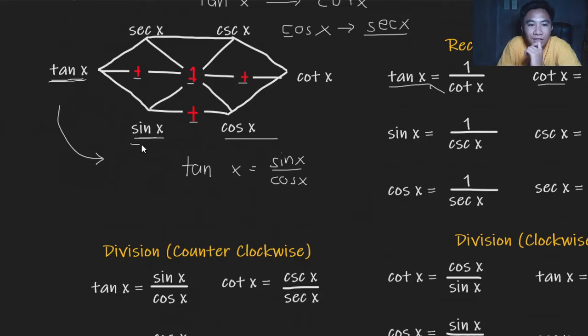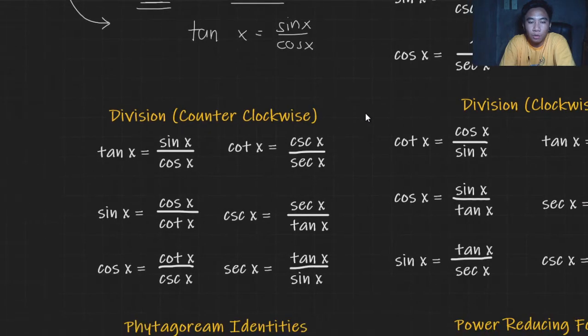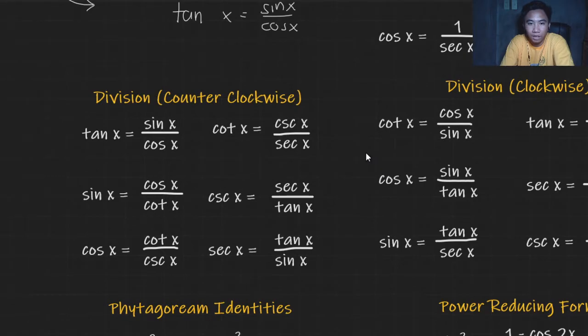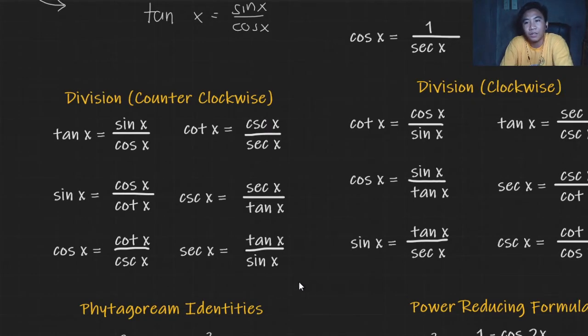So, next naman is si sin x. So, sin x is equal to cosine x all over cotangent x. Yan. At yung cosine, ganun din. Which is cotangent x is equal to cosecant x. And so forth and so far. Yan. So, yan. Ito siya. So, you can post and then screenshot nyo. Tapos, copyin na lang.